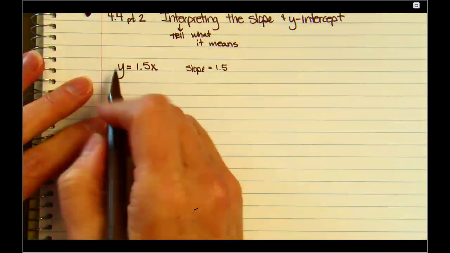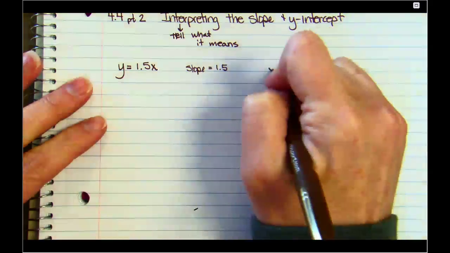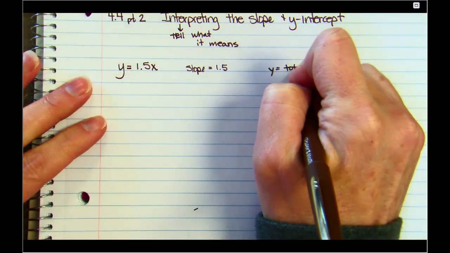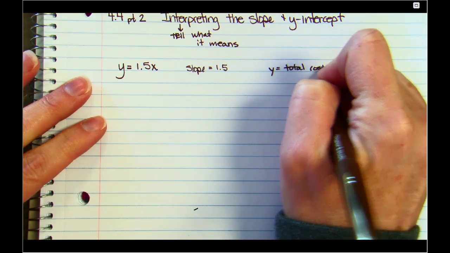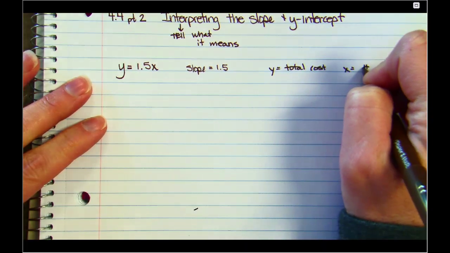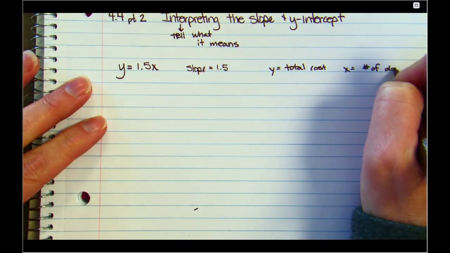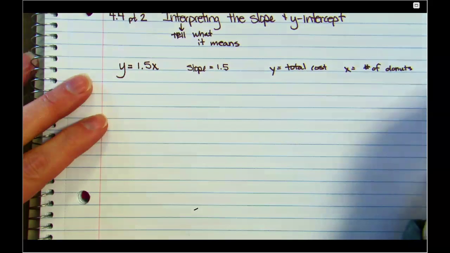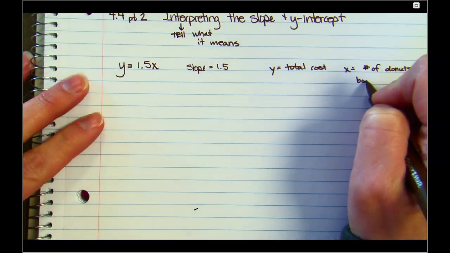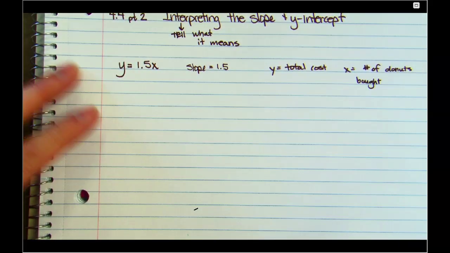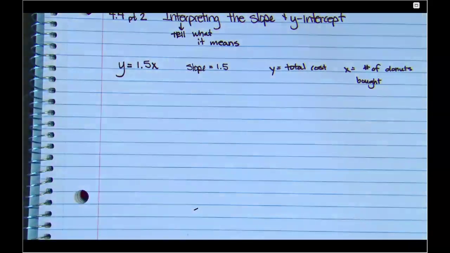I have to tell you these things or it won't make sense. That y is going to be the total cost, and x is going to be the number of donuts I buy at Wesco, or muffins, or cookies. Okay, so number of treats at Wesco.